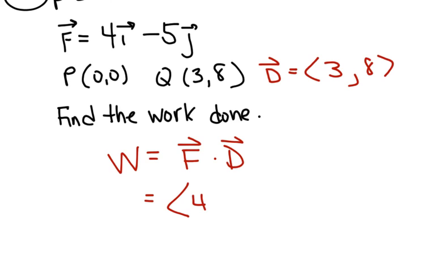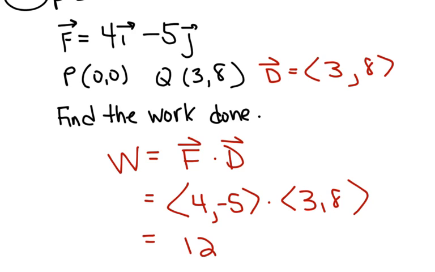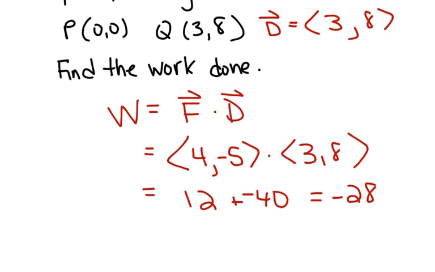So the force vector is 4, negative 5. The distance vector is 3, 8. I'm going to get 12 plus negative 40, which is going to be negative 28. Now, we don't usually say work is negative, so we would actually just say the work is 28 foot-pounds.